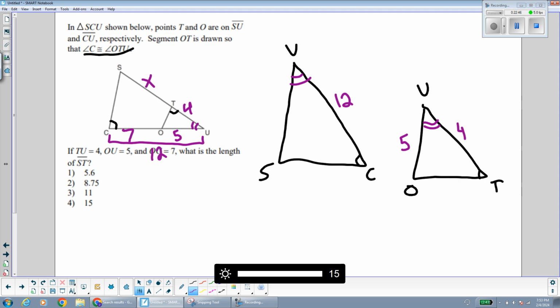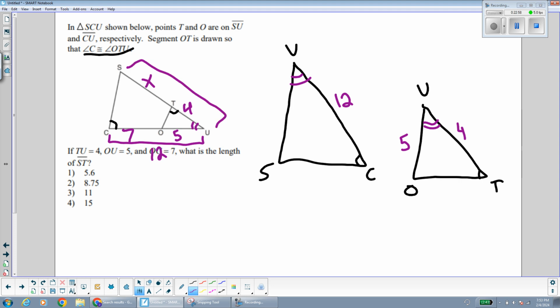And they also ask us for the length of ST. But ST is not on either of these triangles because once again, it's just a piece of the side of the big triangle. So if we can find SU, so I'm going to label SU as the question mark. If we can find SU, then we can subtract 4 and we can get ST, which is what we actually want. So now I'm going to set up a proportion now that I know which sides correspond.